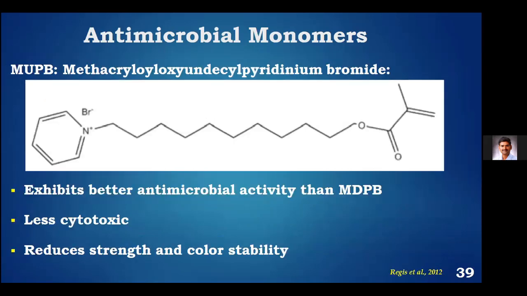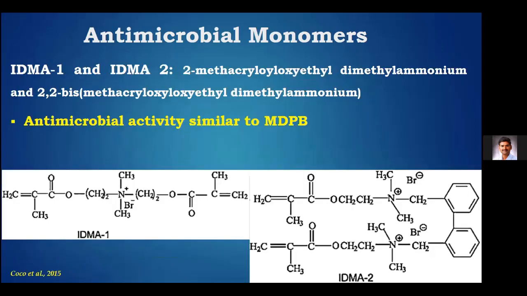MDPP is very much similar to MDPB, except that this material has one less carbon in the aliphatic chain, because of which it is a very cost-effective monomer and easy to produce. It also exhibits better antimicrobial activity at a lesser concentration compared to MDPB. It is slightly less cytotoxic, but it is as cytotoxic as HEMA and UDMA that are generally used in dental restorative materials. But the addition of this particular monomer was found to reduce the flexural strength and color stability of the denture base materials. Experimentally, they have tried other materials such as IDMA1 and IDMA2.